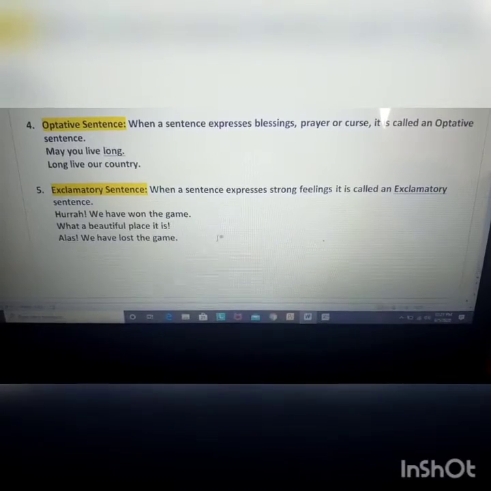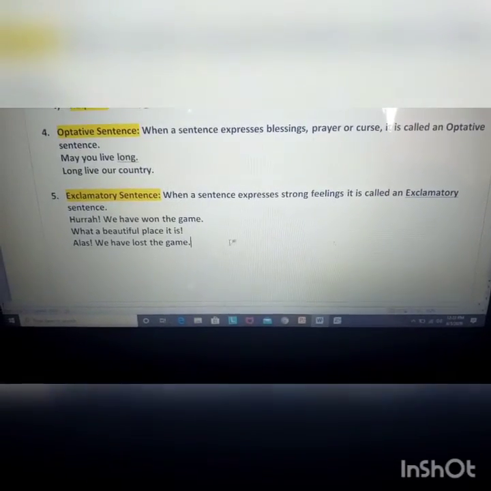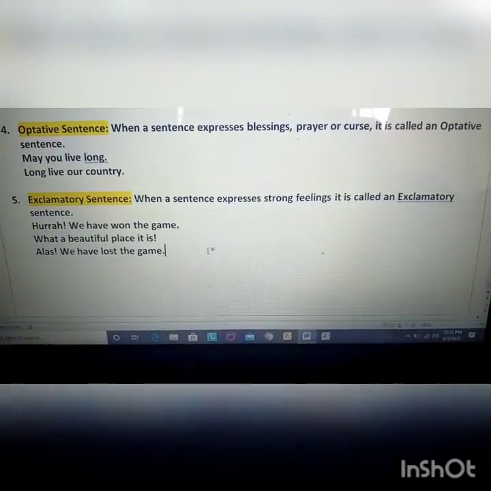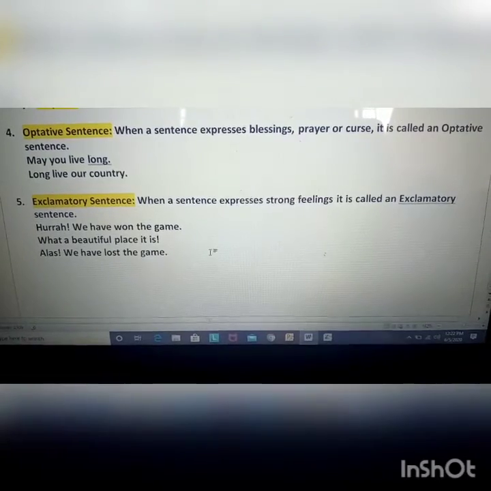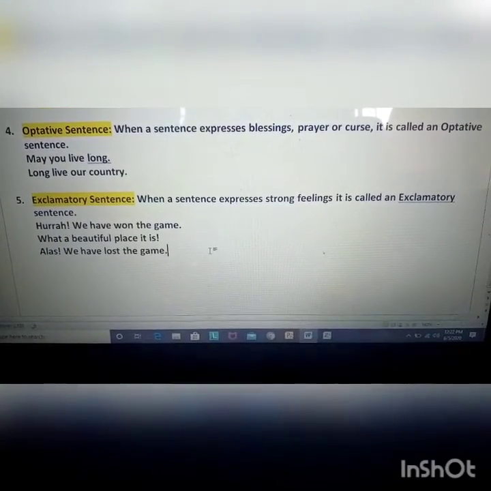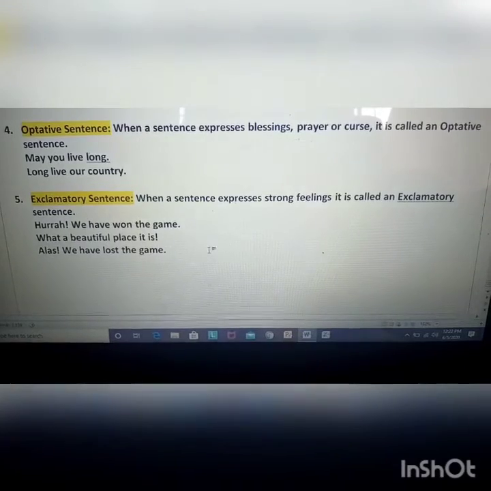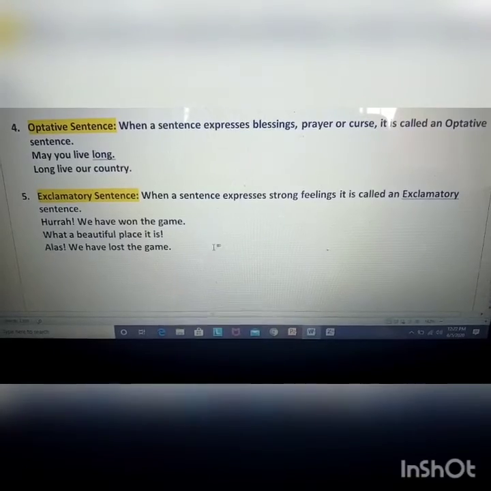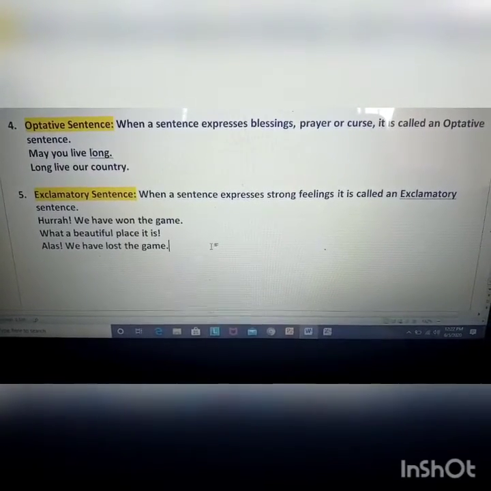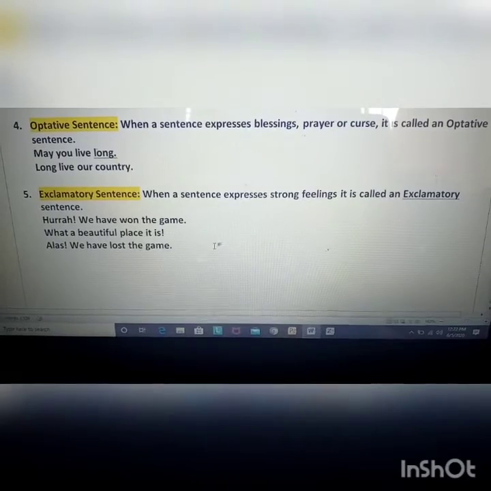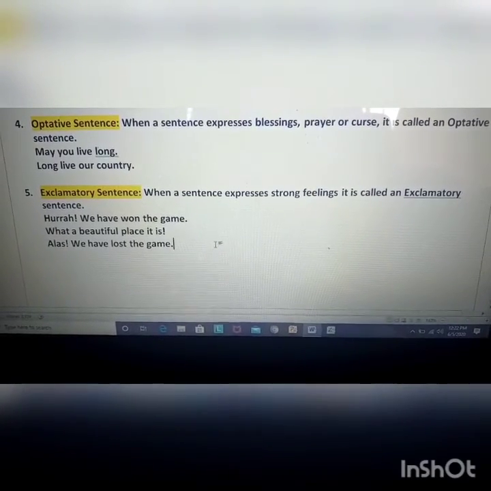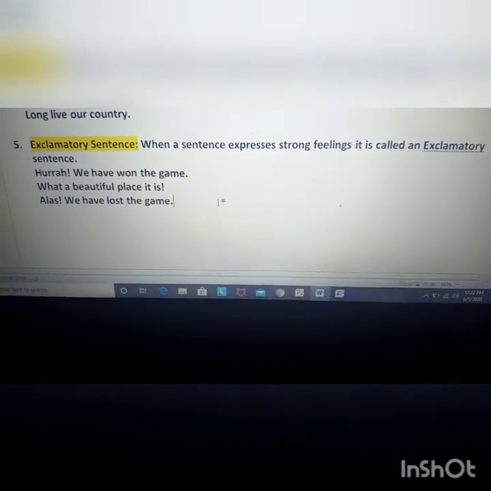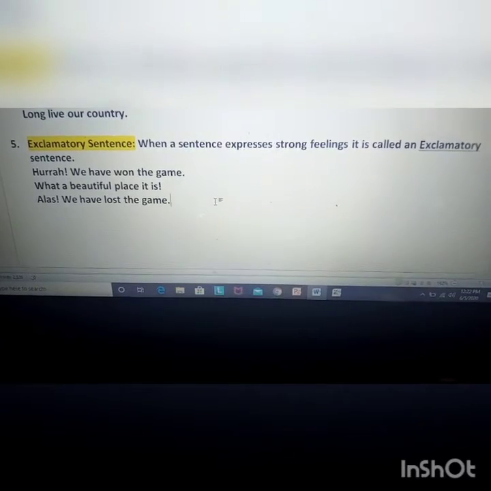Optative sentence. When a sentence expresses blessings, prayer or curse, it is called an optative sentence. In the example we can see, "May you live long." "Long live our country." All these are examples of an optative sentence.